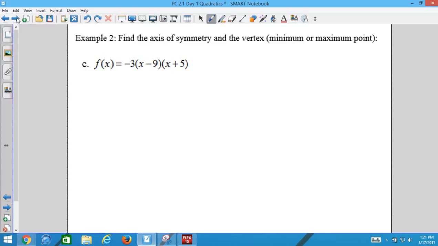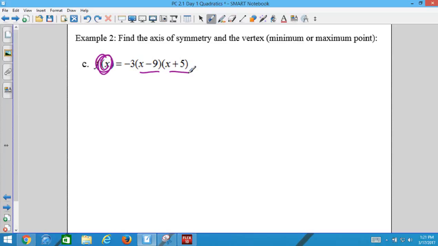Always, forever, 0. For what? If you want to find the x-intercepts, you make y 0. So f of x is y. We're going to make that 0. And then we have 0 equals all this. To find the x-intercepts, we take each factor that has an x in it and set it equal to 0. The negative 3 is not going to affect my x-intercepts.